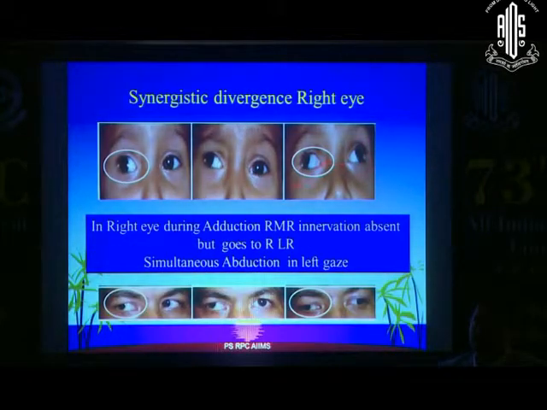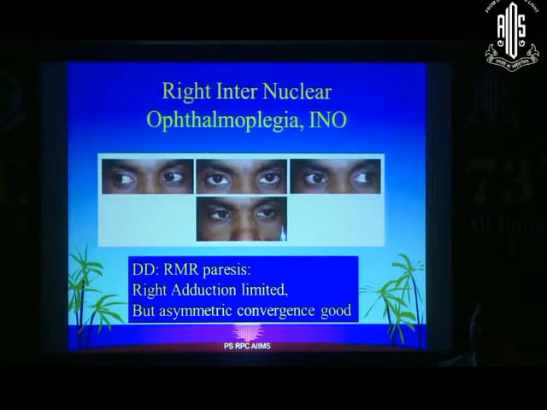So this is a synergistic divergence. You'll see more abduction when he's looking on the opposite side because of the aberrant involvement. The diplopia and the Hess charts will be done.